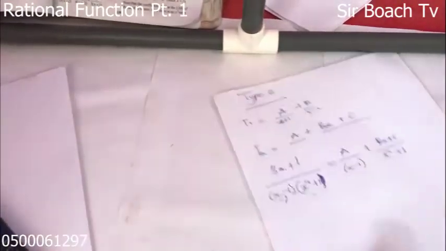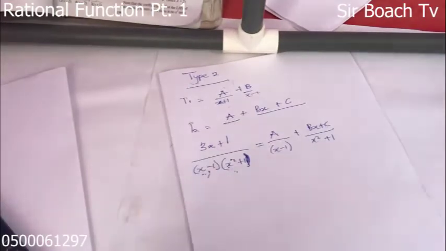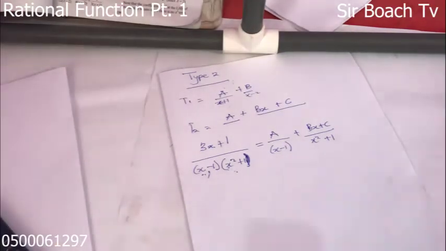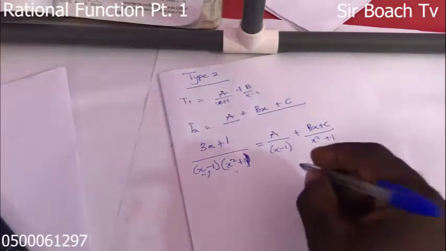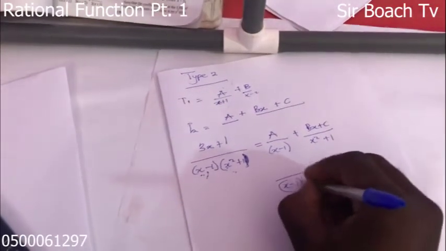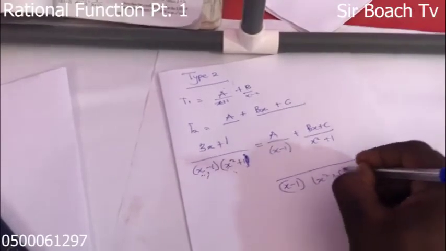Then from there, following the same steps, we'll find the LCM. We will create the new numerator that we have. Then we'll find a, b, and c. We move like that. So let's continue with this one. We'll find the LCM over here. So the LCM over here will be what? x minus 1 and also x squared plus 1.